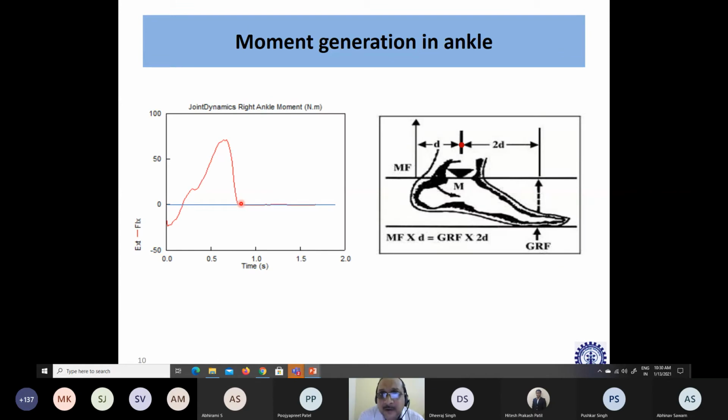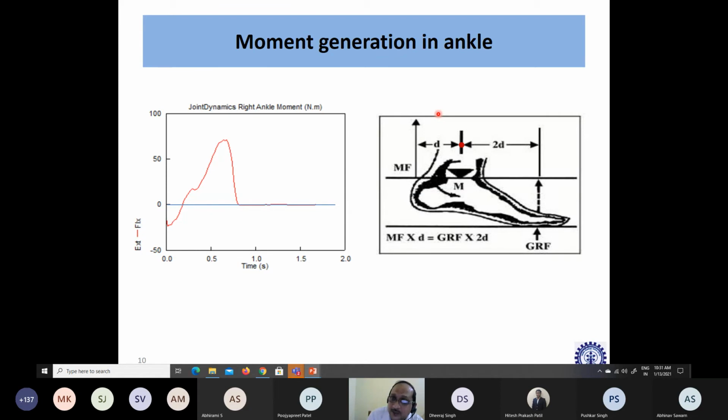Now let us consider the moment generation in an ankle, for example. So this is typically an ankle, and if we consider an instant, say toe off, at that instant the ground reaction force is passing through the toe. Now this ground reaction force will produce an anti-clockwise moment about the joint center.